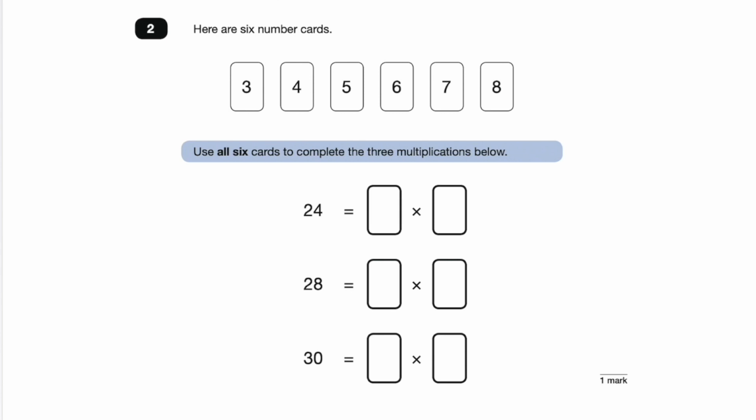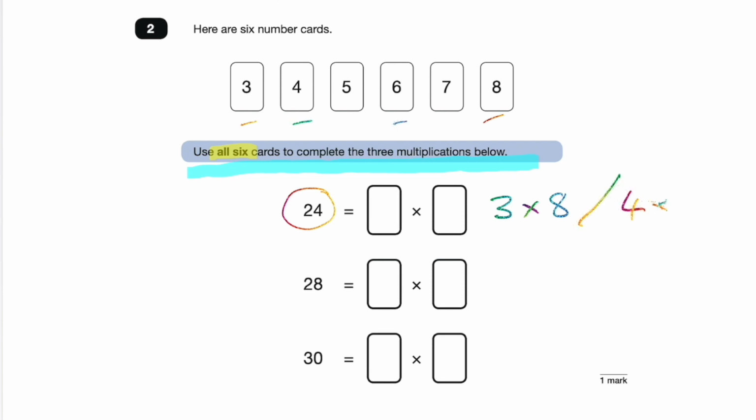Question 2 says, here are 6 number cards. And the question says, use all 6 cards to complete the 3 multiplications below. And it's even put in bold that we're going to use all 6 cards. So let's use this space next to the question to see any of the possible solutions. So how can we get to 24? Well, to get to 24, we could use 3 times 8. But I could also have 4 times 6. So we won't complete that one yet.